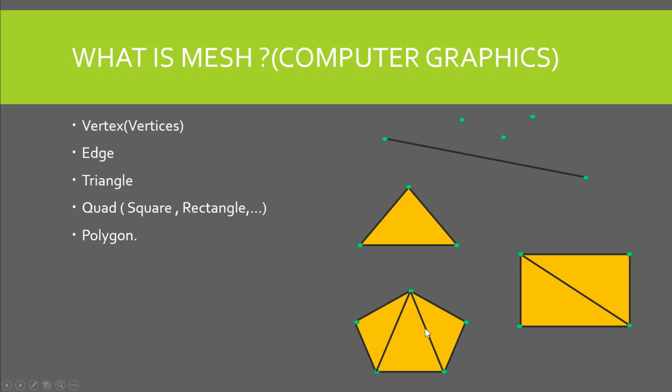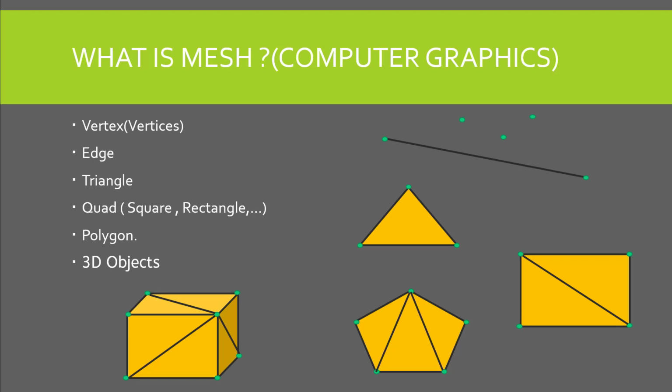But only we are going to use triangle shapes. Why? This is because the Unity engine is made based on triangle shapes, and this is for the best efficiency. Even 3D objects will be made out of, let's say, triangles.